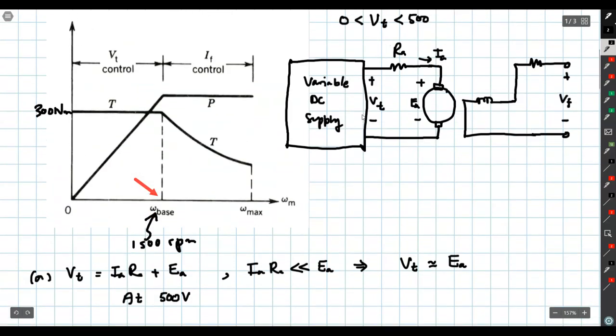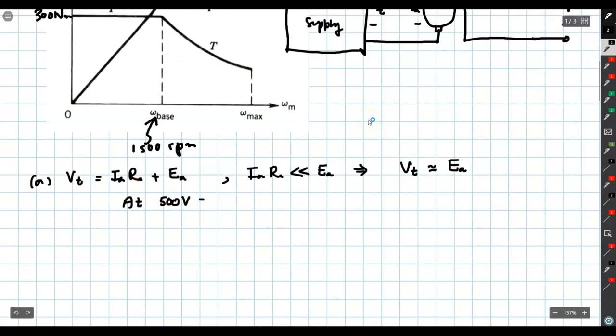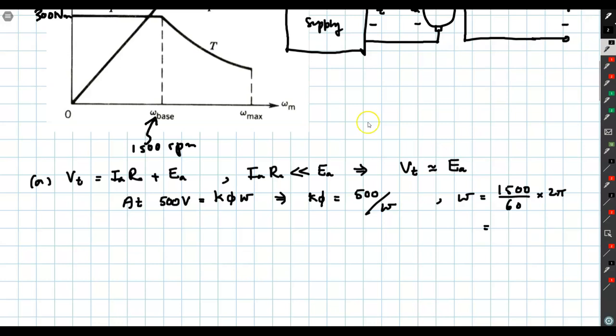So with that assumption, we can say that at 500 volts, which is at the base speed here, this must be equal to K phi omega, which means that K phi is therefore equal to 500 over omega. And what is omega? We're going to take the maximum value at 1500 rpm. So omega is equal to 1500 over 60 times 2 pi, and that is equal to 157 radian per second. Therefore, K phi is equal to 3.183.